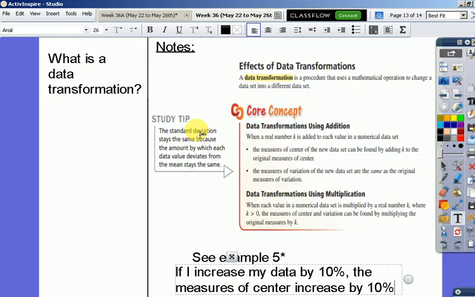If you're multiplying, the same thing holds true. When each value in a numerical data set is multiplied by a real number k greater than 0, the measures of center and variation can be found by multiplying the original measures by k. So whatever you get for your mean, median, and mode, and you want to change it by a certain amount and multiply it, then multiply the mean, median, and mode. You don't have to go back and change all your data. Does that make sense? Okay. And that's all that says. And this is pretty much all that I have for the lesson. Do you have any questions?